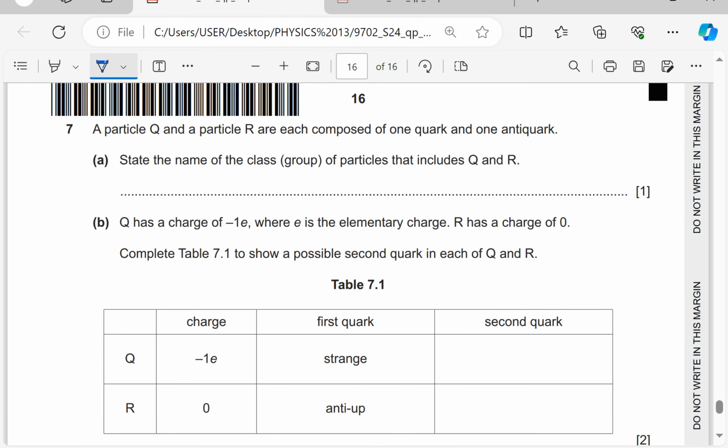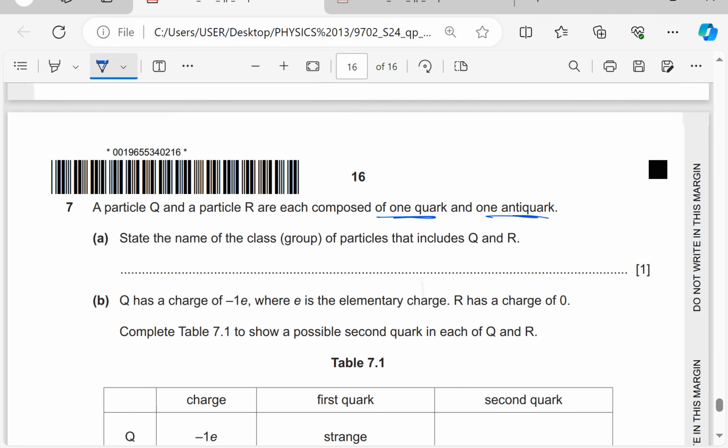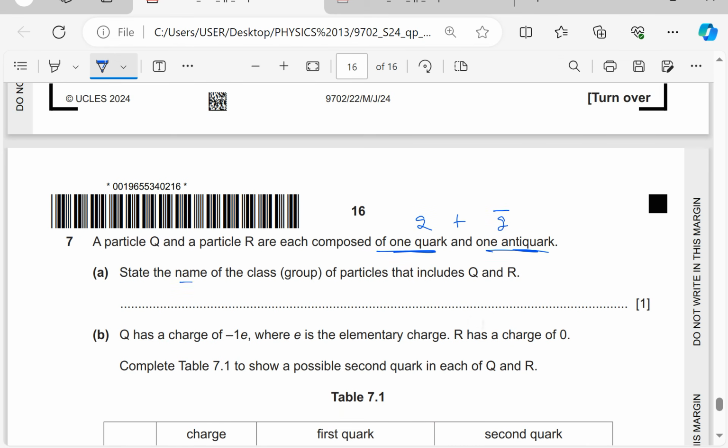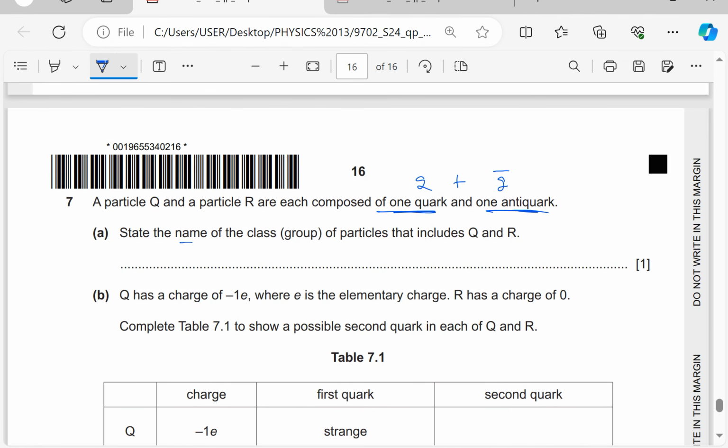And lastly, particle physics. A particle Q and a particle R are each composed of one quark and one antiquark. Particles which are made up of quarks are hadrons, but specifically hadrons which are made up of a quark and an antiquark are called mesons. State the name of the class or group of particles that includes Q and R. So you can call them mesons to be specific, or you can just call them generally hadrons.